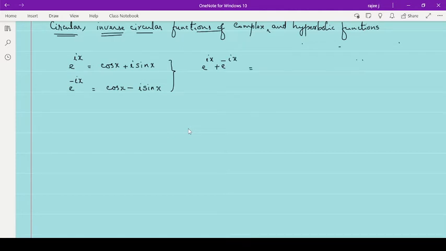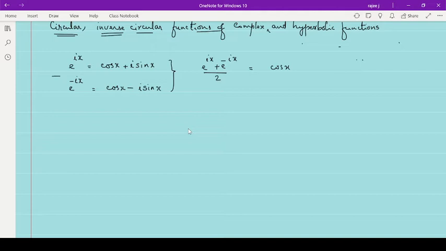Then this will be equal to cos x plus cos x. You will get, these two will get cancelled, so you will get 2 cos x. Now if I take this 2 to the denominator, you will get cos x equal to e raised to ix plus e raised to minus ix upon 2.